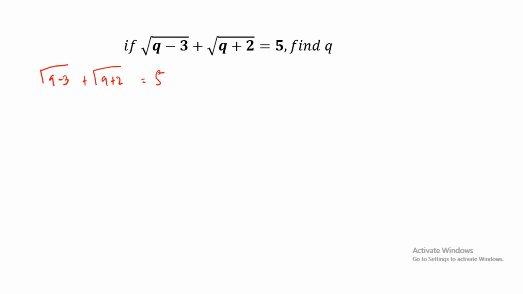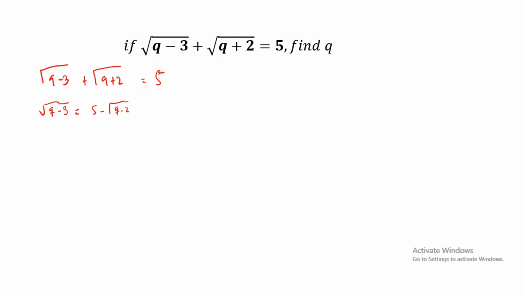Now the best thing we need to do is to send one of the square roots to the other side. That's the best practice, because if you put all the square roots here, everything will become really plenty. So let's just send one of the square roots to the other side. So we'll have square root of q minus 3 equals 5 minus square root of q plus 2.